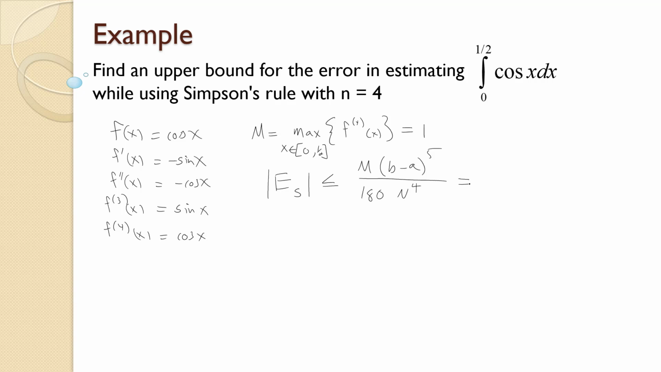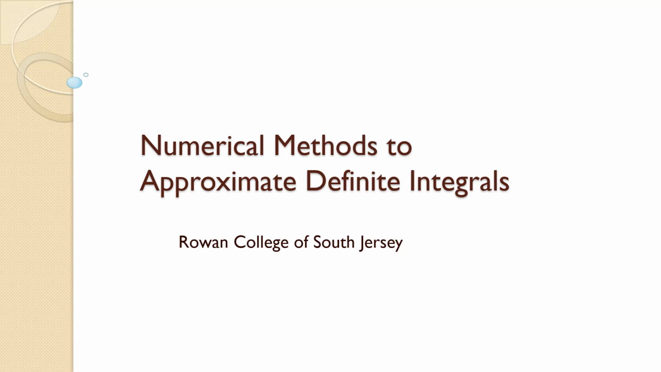But in this case, I know what that is. M is 1. B minus a, that's a half, to the fifth power. That's all over 180. And n in this case is 4, and I have to raise that to the fourth power. And that's it. The error is less than that. And if you were to crank that out, that's incredibly small. So notice by using Simpson's rule just where n is 4, we get a really close approximation to this particular definite integral. And that gives you a basic introduction to numerical methods to approximate definite integrals. Of course, there are many other techniques beyond this, but this is more than enough for what you'll need for Calc 1, 2, or even 3.